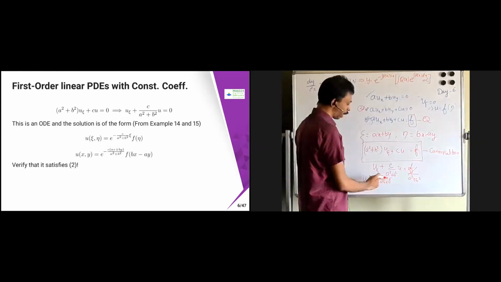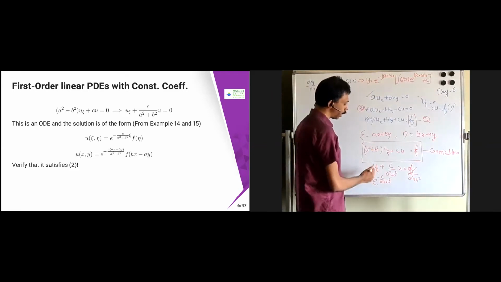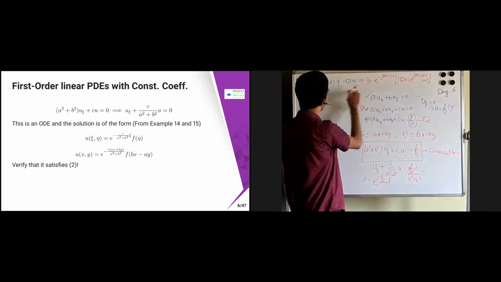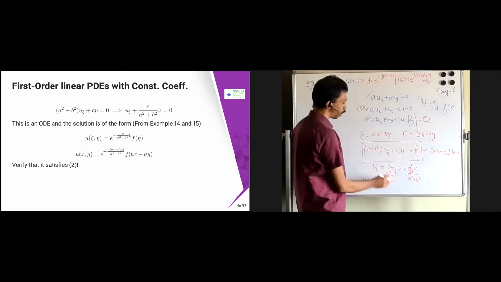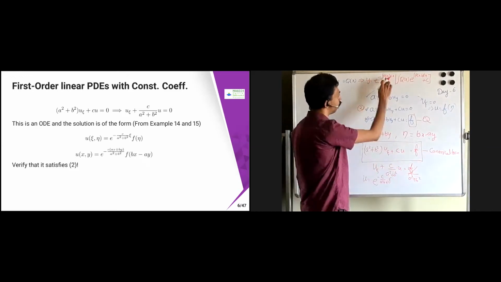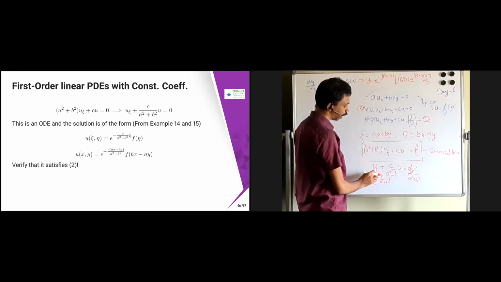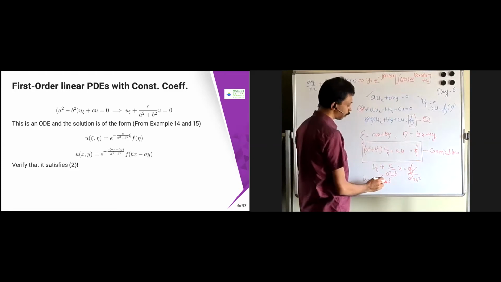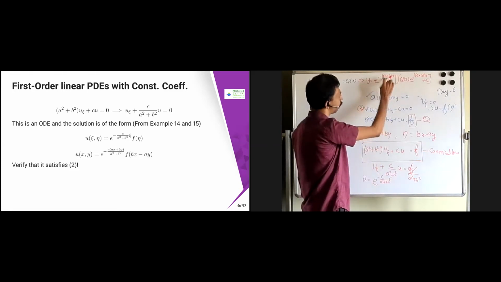U is equal to minus, this is the PDE, ODE, right? This is nothing but my ODE. That ODE is exactly the same as this one. So what is my P here? P is nothing but C by A square plus B square. Instead of x, I have chi. Whatever I have x, that is chi. So this is going to be minus C by A square plus B square into chi. Because d psi is d chi this time.